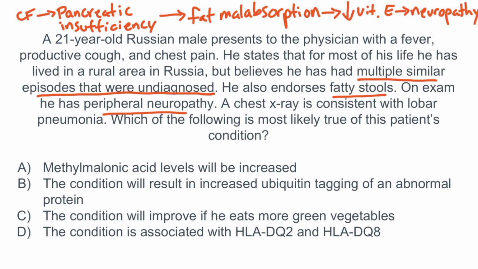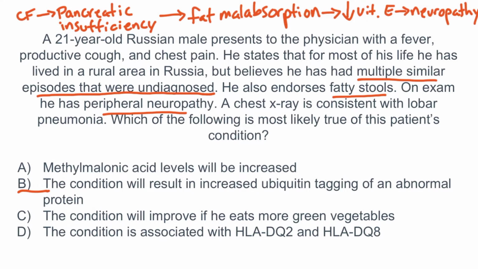With this in mind, we're asked what is most likely true of this patient's condition. The correct answer is B. The condition will result in increased ubiquitin tagging of an abnormal protein. Recall from the pathophysiology of cystic fibrosis that the CFTR protein contains a mutation resulting in impaired glycosylation and proper folding of the protein. When proteins are not folded properly, they're tagged by ubiquitin and then sent to the proteasome for degradation.